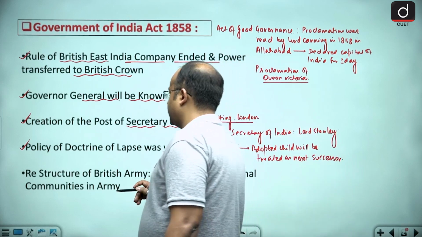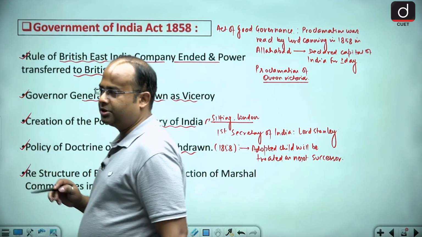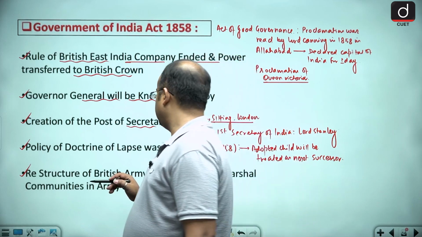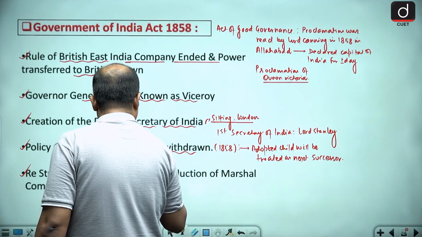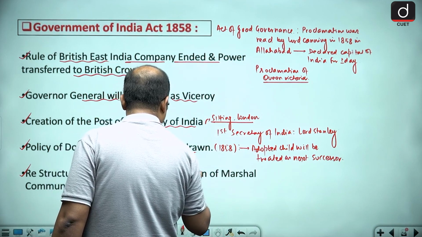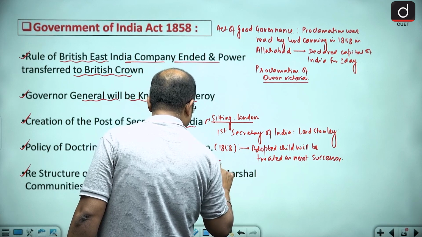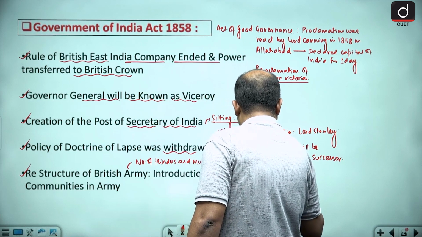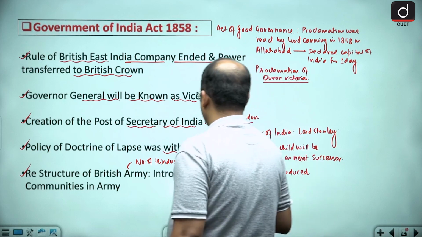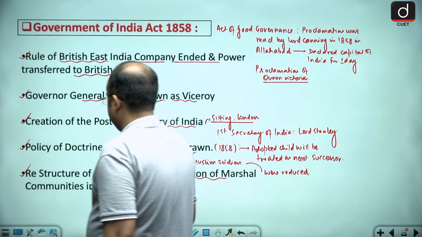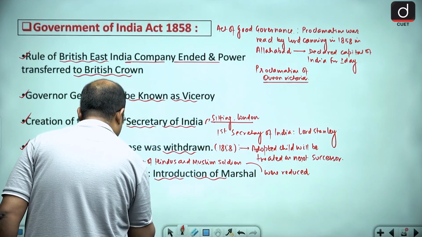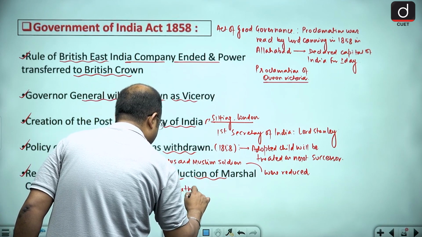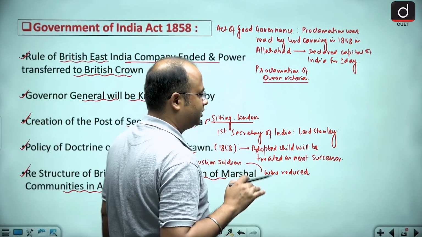And you will find that there was a restructuring of the British Army. The number of Hindu and Muslim soldiers was reduced, and there was an introduction of martial communities in the army, like Sikhs, Jats, and Pathans. So they were introduced in the British army.